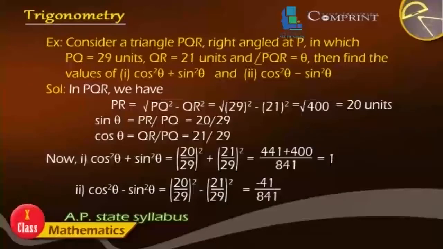Now, cos square theta plus sin square theta is equal to 20 by 29 whole square plus 21 by 29 whole square is equal to 441 plus 400 by 841 is equal to 1. Number 2. Cos square theta minus sin square theta is equal to 20 by 29 whole square minus 21 by 29 whole square is equal to minus 41 by 841.